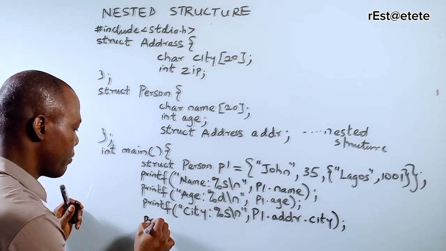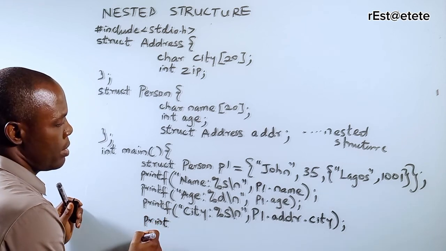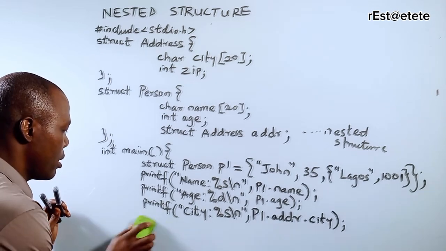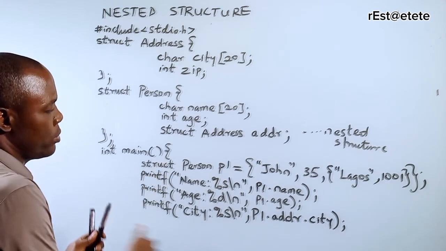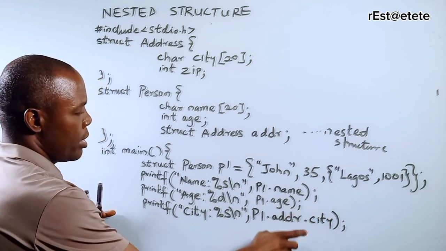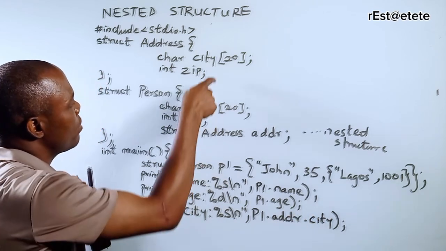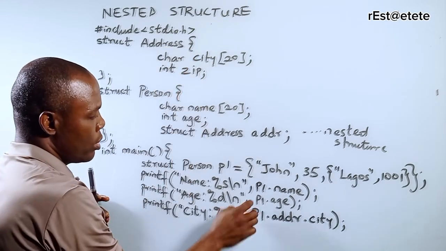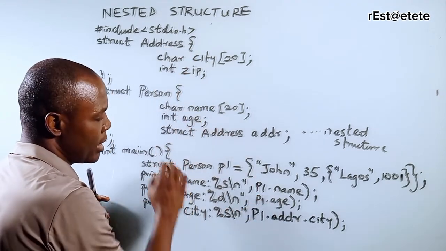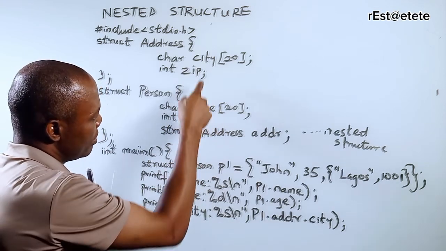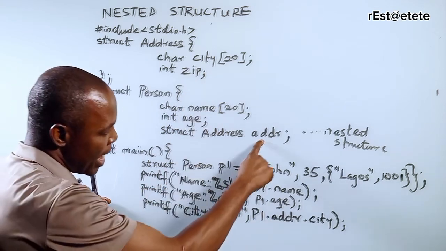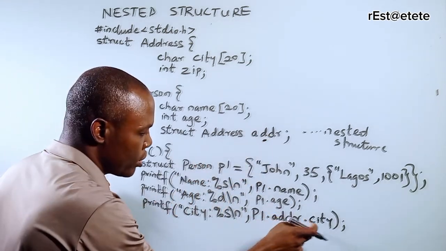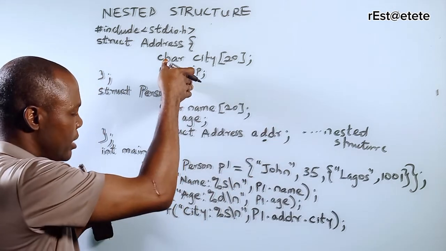Then printf. So I can stop there for the purpose of the class so that you'll still be able to see. So I will stop here so you can see the difference between being able to access the value of this city, of this address, and that of this one. So P1.name, you can access it directly. But in trying to access the address, you have to do P1.address, which is what? This variable that you created for the address, then .city. So the same way you can access the zip.